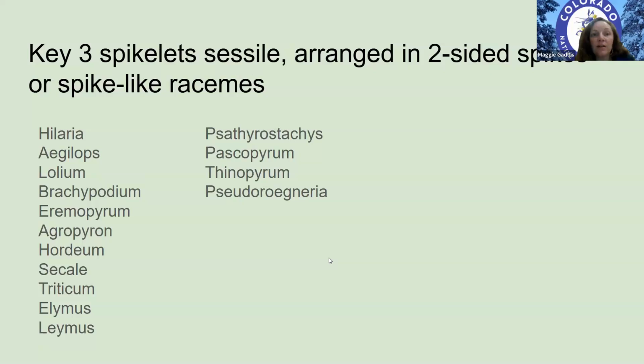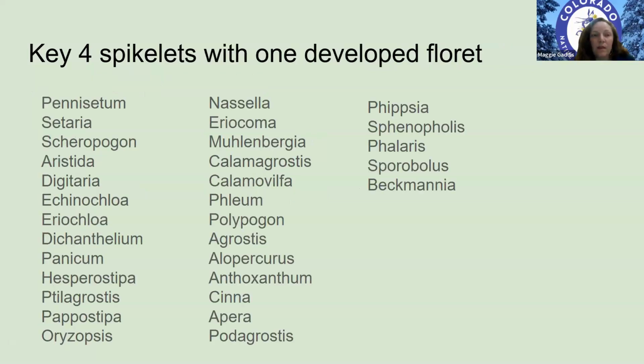Key 3, spikelets are sessile, arranged in two-sided spikes or spike-like racemes. And here, like, I personally am only familiar, again, with a few of the genera, and they include Agropyron, Hordeum, Elymus, Leymus, Pascopyrum, Thinopyrum, and Pseudoroegneria. Those are plants that I feel like are pretty common that you might explore.